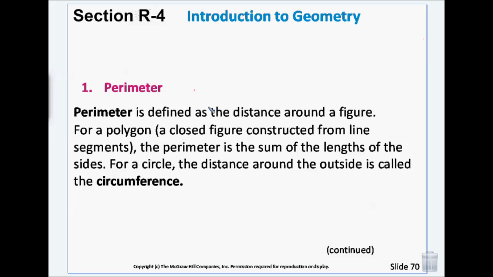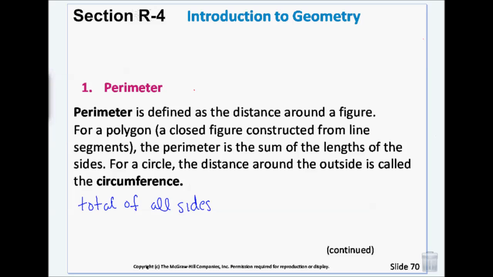The distance around a figure. You know all those old army spy movies, they're like, walk the perimeter. It goes around the outside. So perimeter goes around the outside of a shape, and it's the total of all sides. Okay, that's the perimeter. And circles only have one side, so they have a special name for perimeter, and that's their circumference.